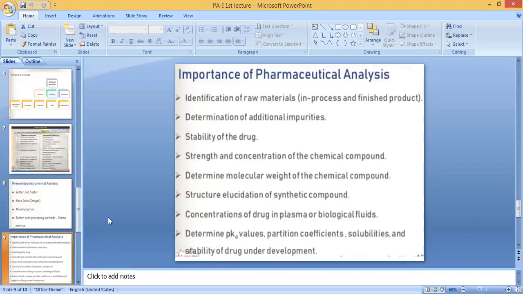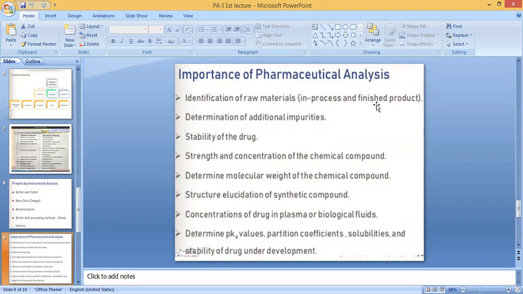The last bit related to the introductory part of analysis is the importance of pharmaceutical analysis. Analysis is important in every step of manufacturing of either a consumer product or a pharmaceutical product. If we are dealing with the manufacturing of a pharmaceutical product, the manufactured product should be highly potent, safe and effective. So analysis is very important in every step of manufacturing, right from identification of raw material, checking the quality of the drug or product during in-process and also the finished products.